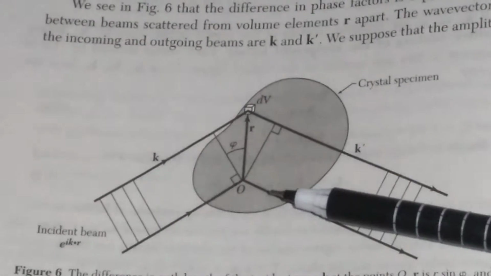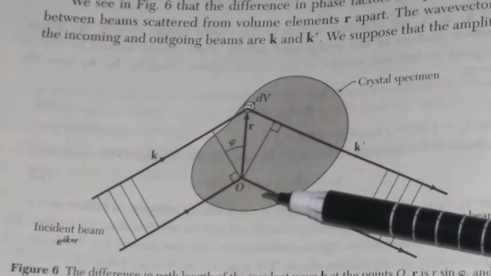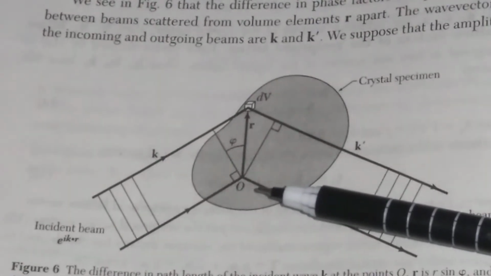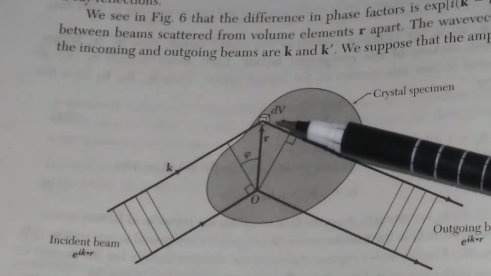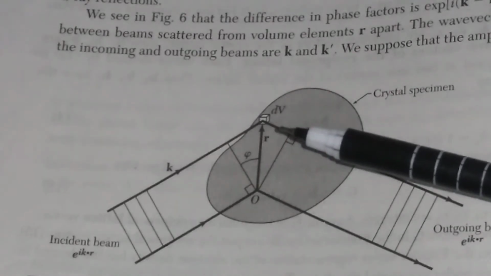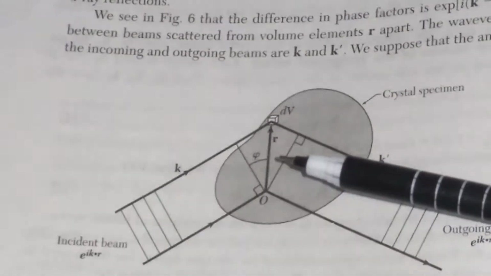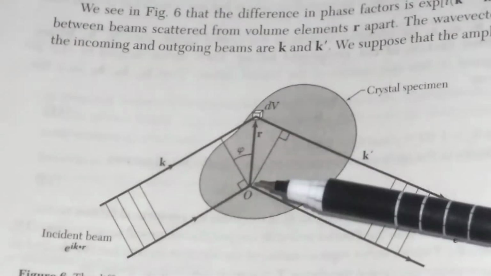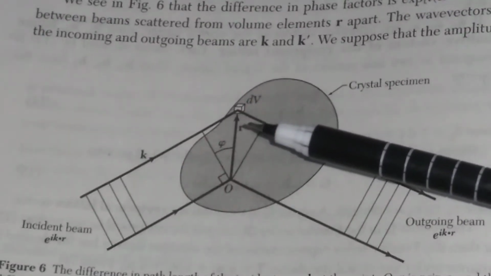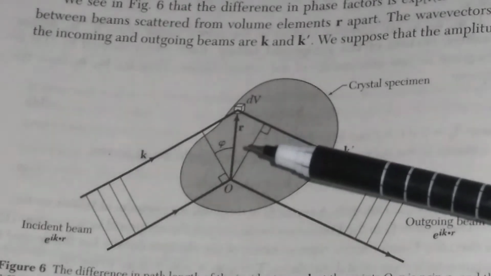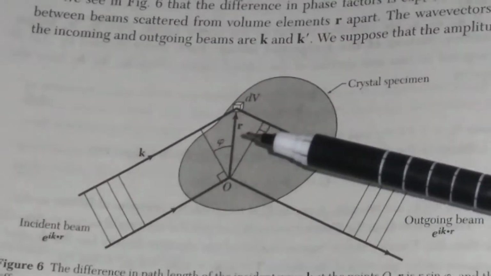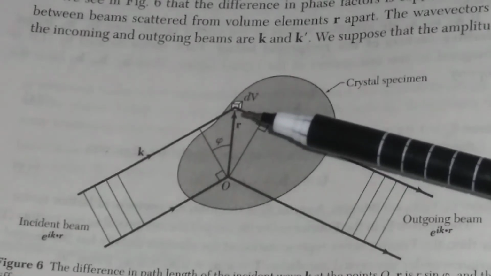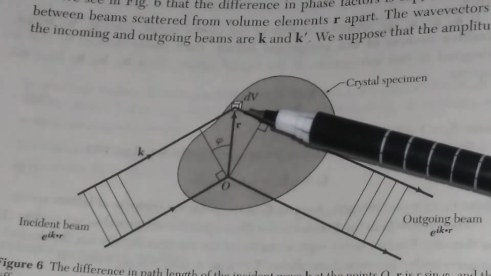Suppose in this figure, O is the origin of the crystal specimen, and dV is a small volume element at a distance r vector. Let us say the vector between O and dV is r vector, the distance between the origin O and the considered small volume dV.